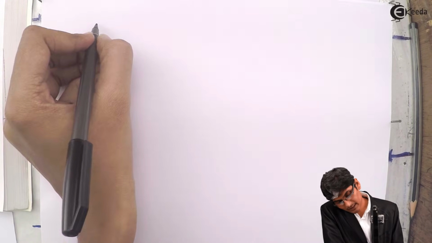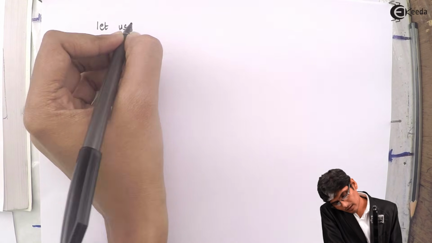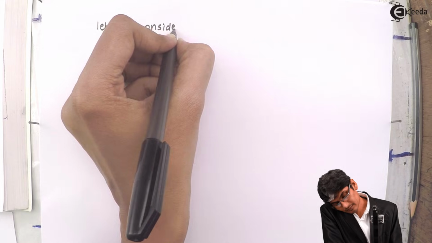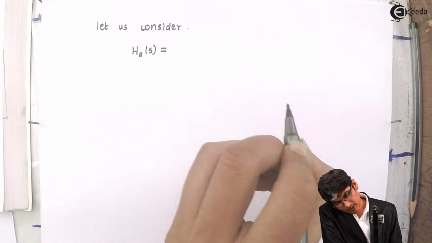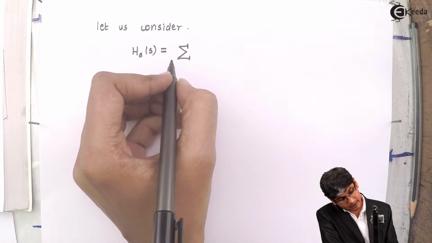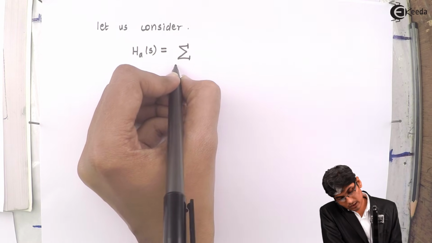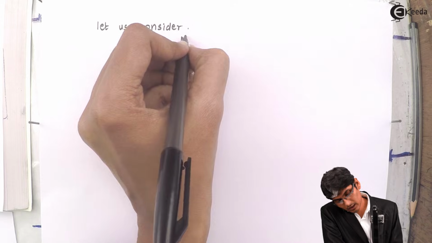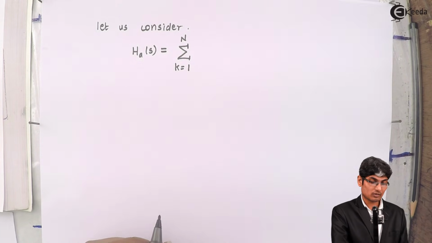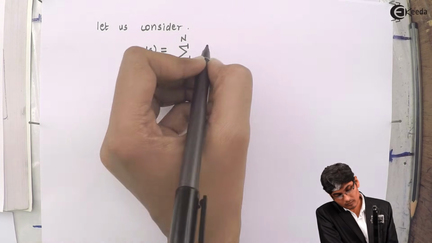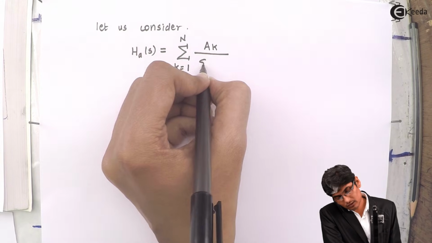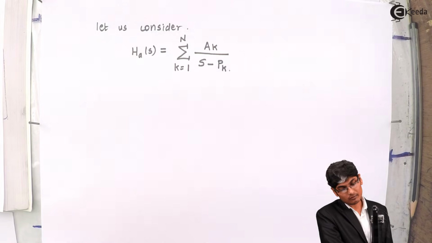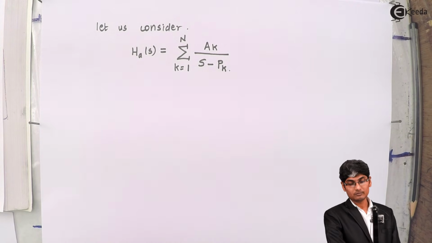So let us consider HA of S, which is, let's say, an all pole filter, and there are in all n poles available. So HA of S is the summation from k equals 1 to n of A k, which are constants, upon S minus p k, where p k's are the poles of the transfer function. So this is my given transfer function.